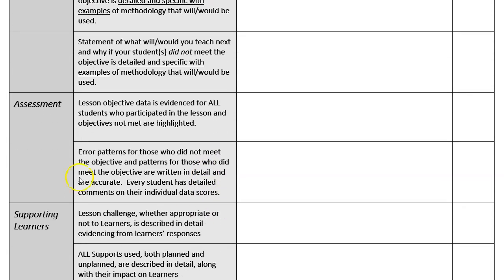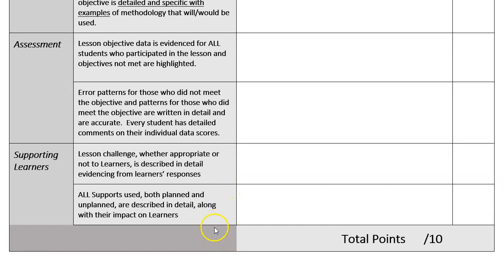In the assessment section, you want to think about having all of your data for all students. You want to think about the error patterns and that anecdotal data that you're taking as well. In supporting your learners, you want to think about the lesson challenge and all of the supports that were used in order to complete this.